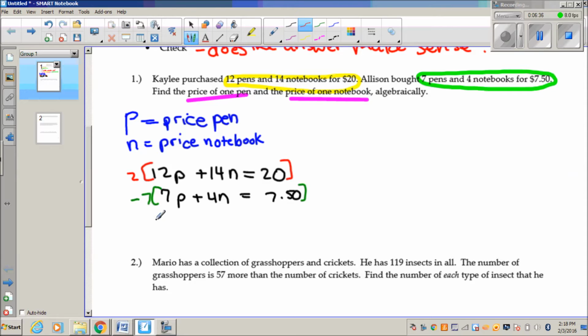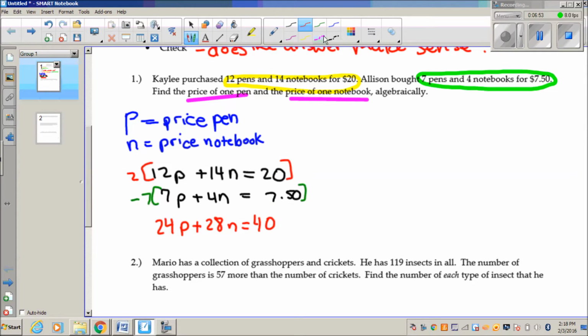So in the first equation, I'm going to write 2 times 12 is 24p plus 28n equals 40. Remember, you have to do it to both sides of the equation, to everything.